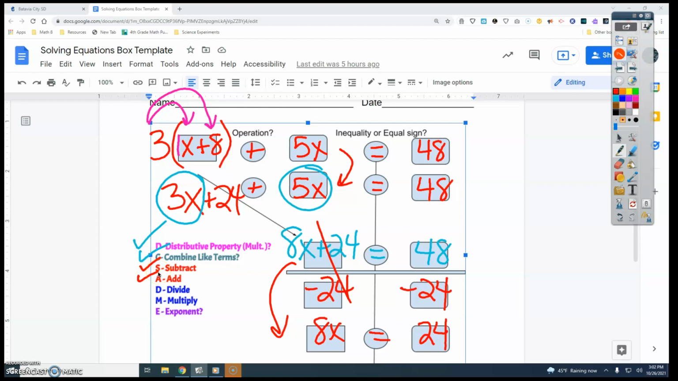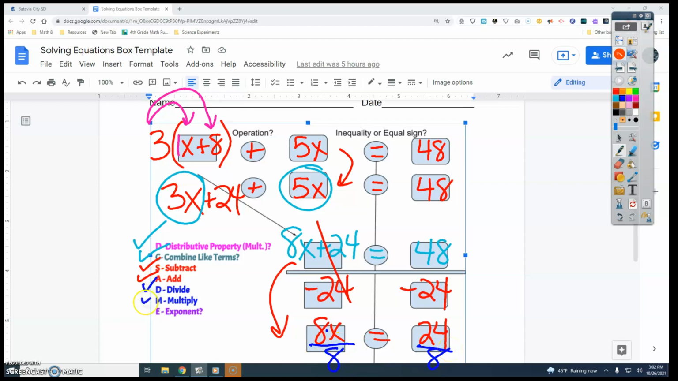Now we have the DM, or the division and multiplication. But we have to understand when we have a coefficient and a variable next to each other, like we do in 8x, we actually have multiplication. There's kind of like that invisible, and I'm going to go back to blue, there's that like invisible multiplication sign right there. So to undo multiplication, we got to divide. So that's where the D comes in. So we're going to divide each side by 8, right?